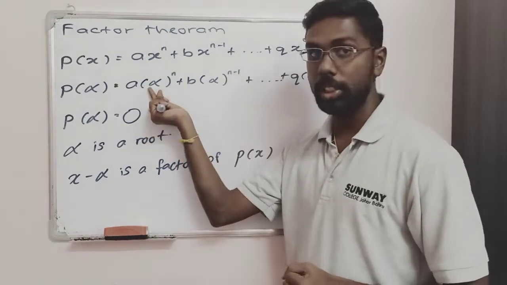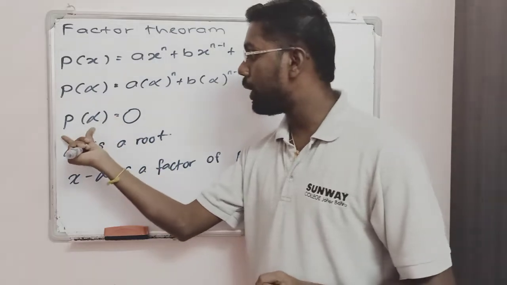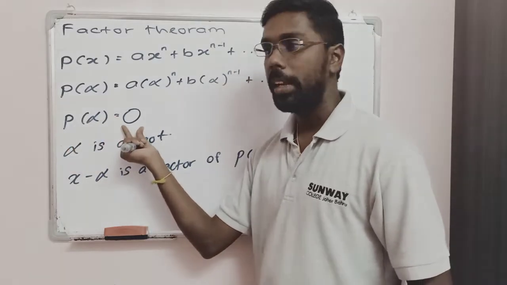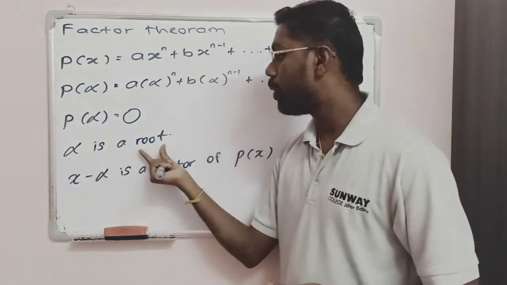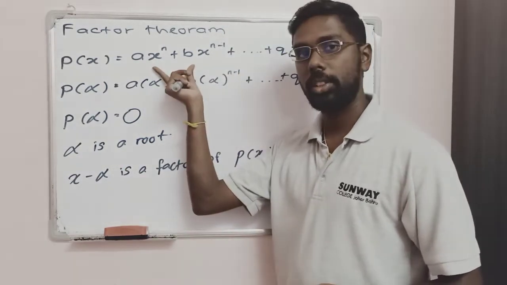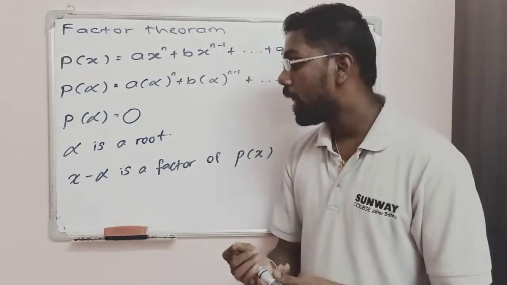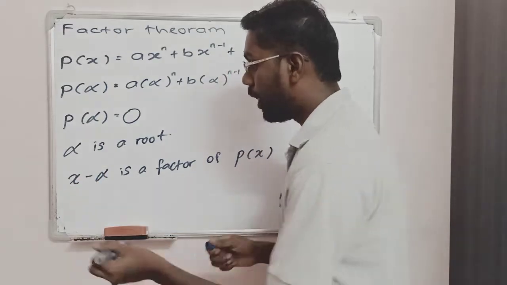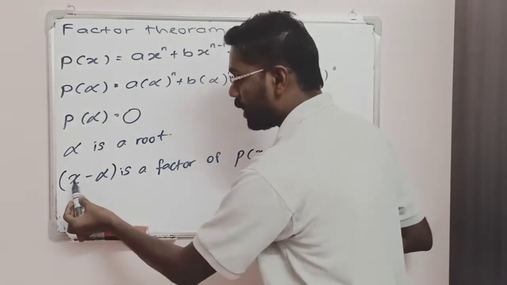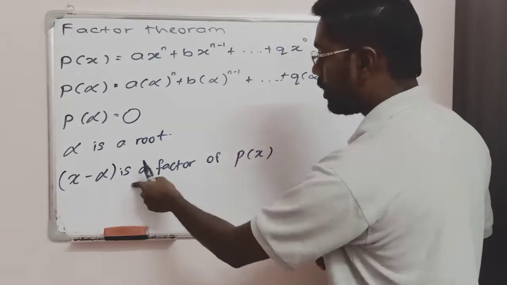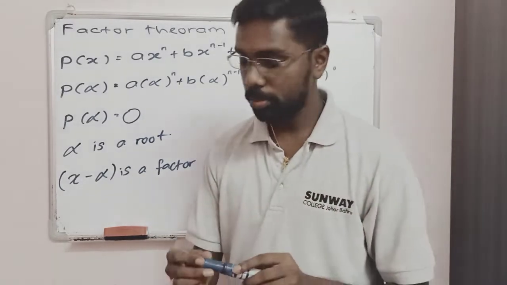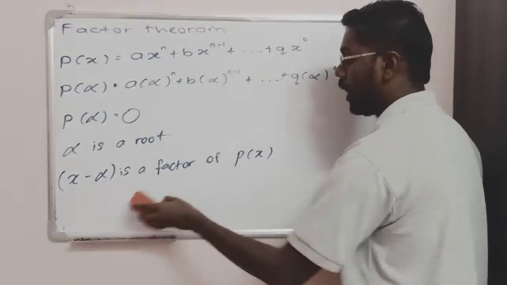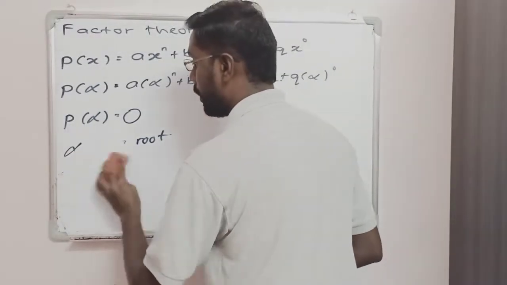So the first thing: if I give you any polynomial and you substitute any constant inside the equation and you get the polynomial equal to 0, it means that particular value is known as a root of the function or polynomial. And then x minus alpha, or x minus the particular constant, is a factor of the polynomial. Now let's look into an example.